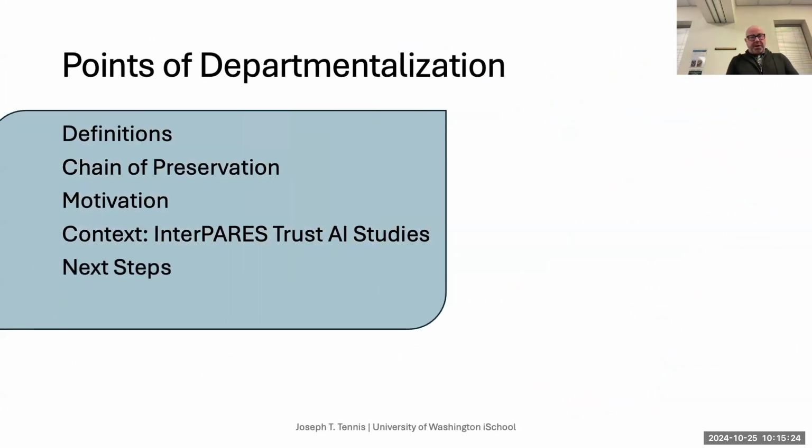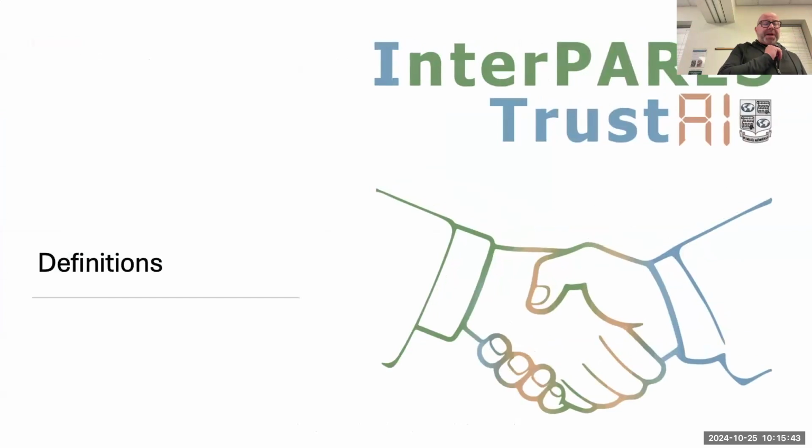Introduce the chain of preservation as understood in the context of InterPARES, then get to the motivation for the study, and then provide the context of the studies that are currently trying to address these issues and where they fit within the chain of preservation. And then I'll describe next steps. I must say I'm doing this in concert with Luciana Durante and Fred Cohen, but I've been taking the lead on this one today, so all errors are mine.